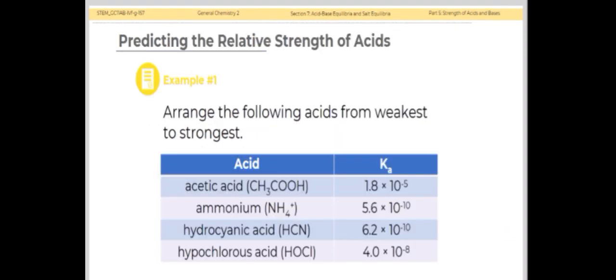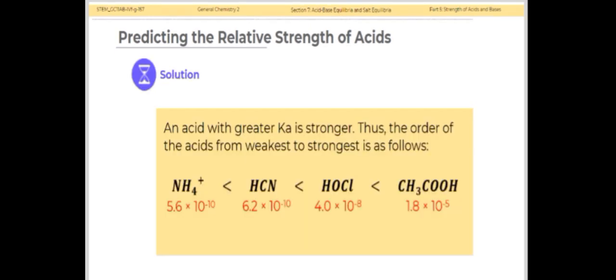Example 1. Arrange the following acids from weakest to strongest: acetic acid, ammonium ion, hydrocyanic acid, hypochlorous acid. An acid with greater Ka is stronger. Thus, the order of the acids from weakest to strongest is as follows: ammonium, followed by hydrocyanic acid, then hypochlorous acid, and lastly, acetic acid.